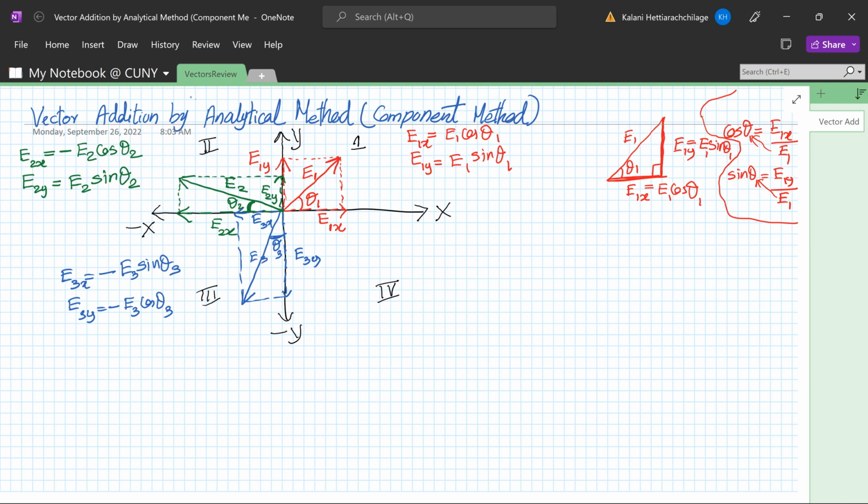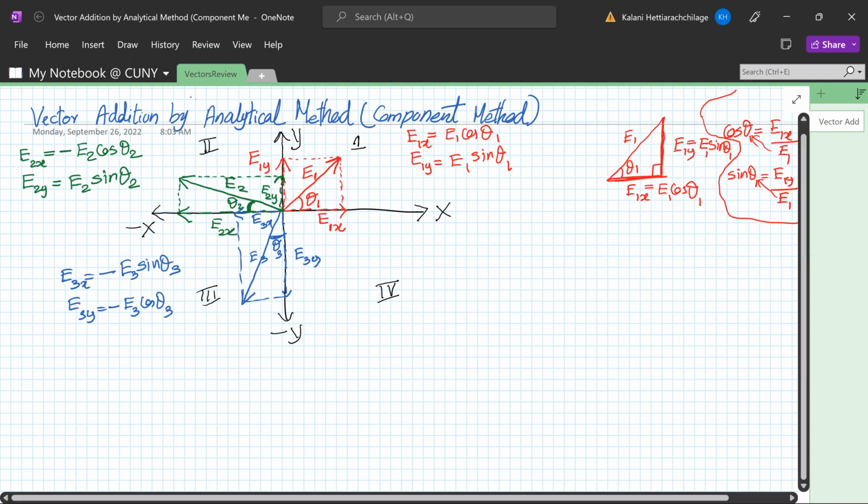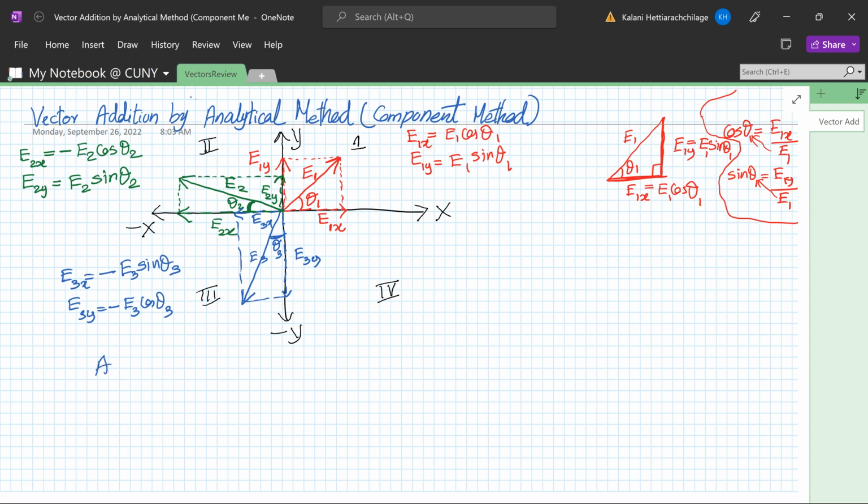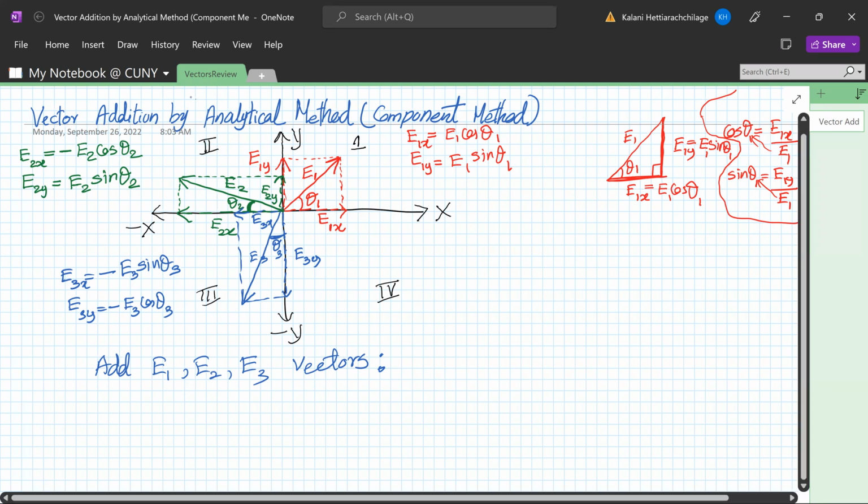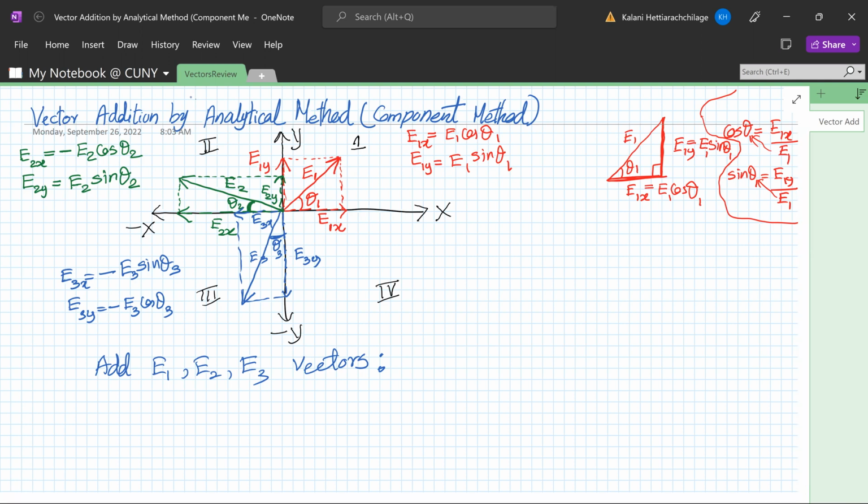After you write those things into your problem, then you know how to add them. Now say I have three vectors, E1, E2, E3, and I need to add them. How do I add them? Add the E1 vector, the E2 vector, and the E3 vector, right? I already have all the components written down. Then I just need to write what my whole Ex will be.